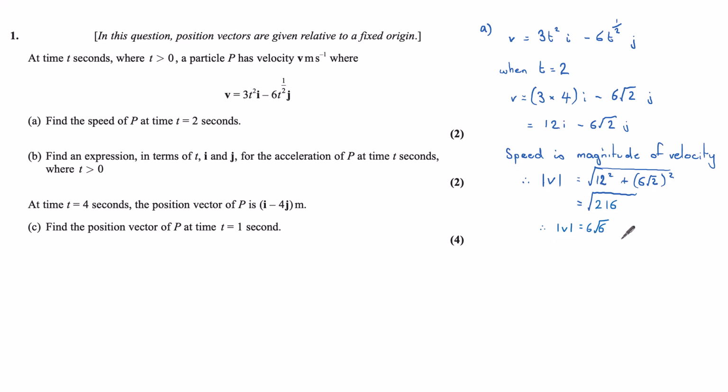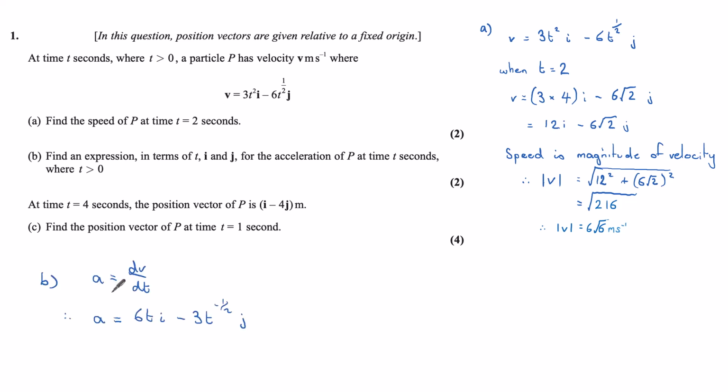meters per second. Part B, we're trying to find an expression in terms of t, i and j for the acceleration of P at time t seconds, where t is greater than 0. This is where we need to remember what integration and differentiation do to our velocity vector. Now, in this case, we want acceleration. Acceleration is the change of velocity over time, so we need to differentiate our velocity vector.